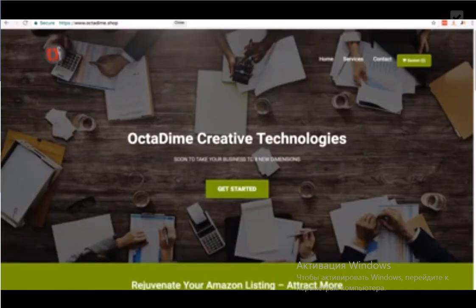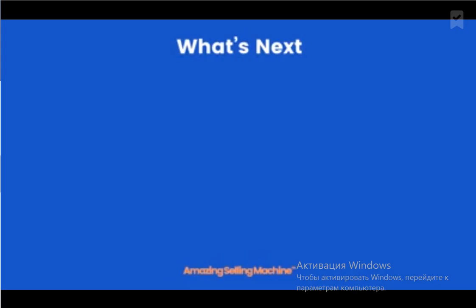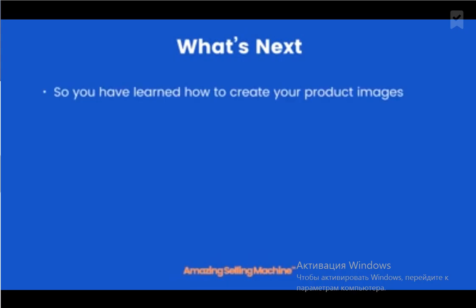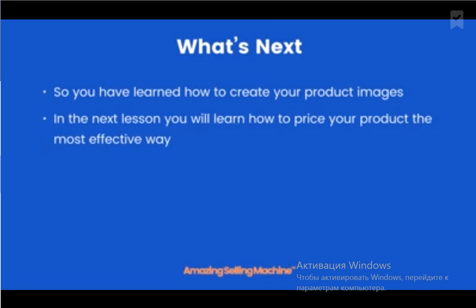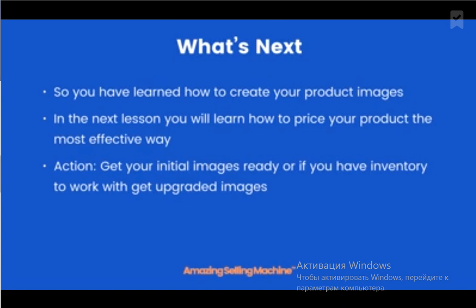But you're not tied to these. Do look in the private vault. We will be adding more and more resources all the time to the product vault. So what's next? So you've learned how to create your product images. In the next lesson, you will learn how to price your product the most effective way. Action: get your initial images ready, or if you have inventory to work with, get upgraded images. But that's it for this lesson. Take care.